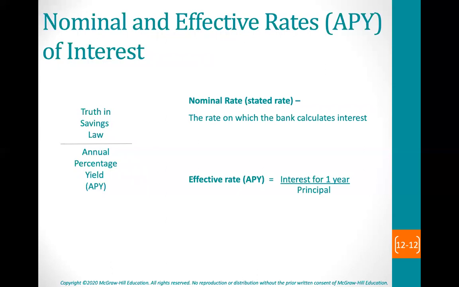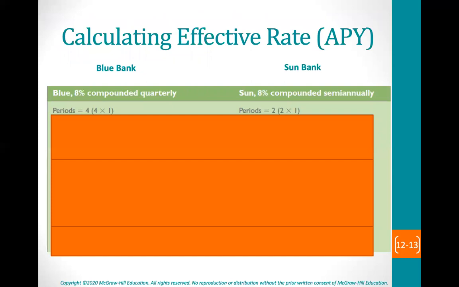The 8% rate is the nominal rate, or the stated rate, on which the bank calculates the interest. To calculate the effective rate, annual percentage yield, or APY, we use the formula: interest for 1 year divided by principal. So let's look at 2 companies to see the impact of compounding. Both companies, Blue Bank and Sun Bank, say that they have an 8% interest rate. Blue Bank compounds quarterly. Sun Bank compounds semi-annually.